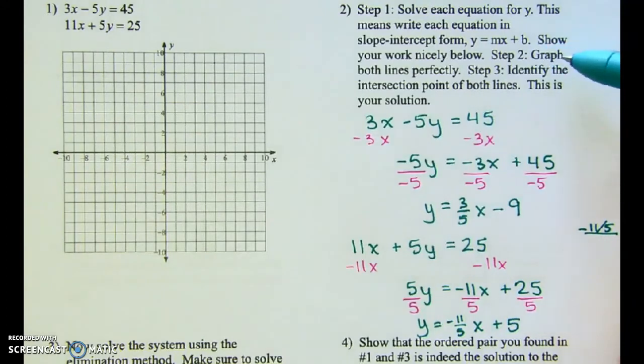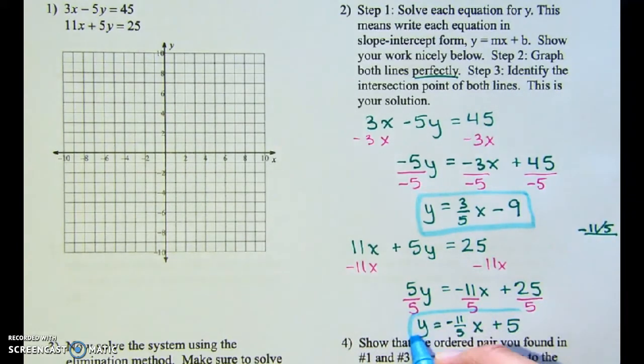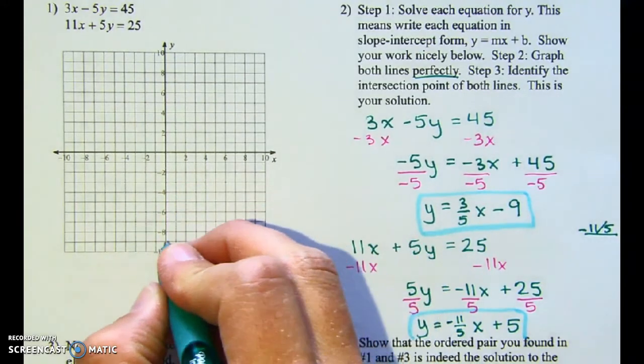Step 2, graph both lines perfectly. What? Perfectly? Okay. Where are my lines? I got lost. They got lost in the math. Here we go. There's one. And there's the other one. So this one has a y-intercept of -9.